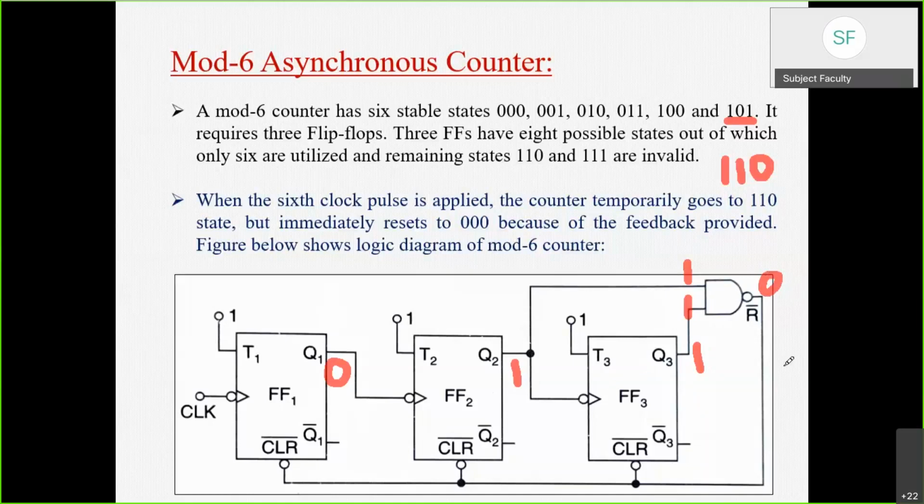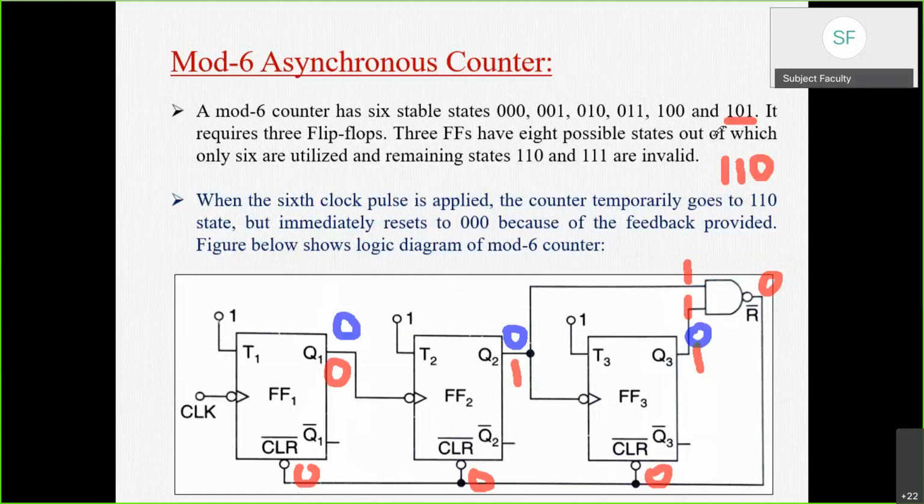Once this output becomes 0, then this 0 will be given to the clear inputs of all the flip-flops, and what will it do? It will clear its output. That means it will make the outputs reset, or it will simply reset all the flip-flops.